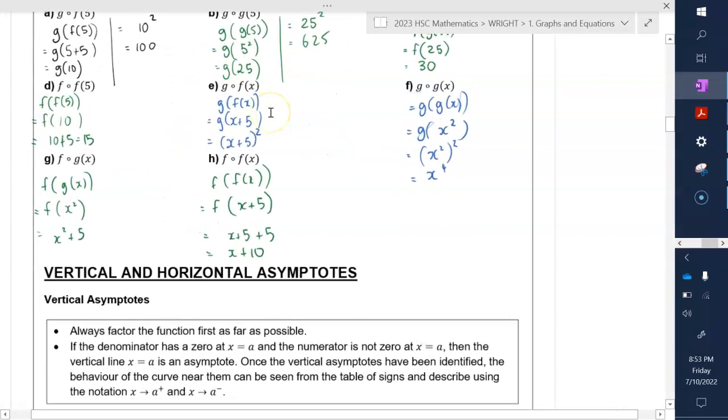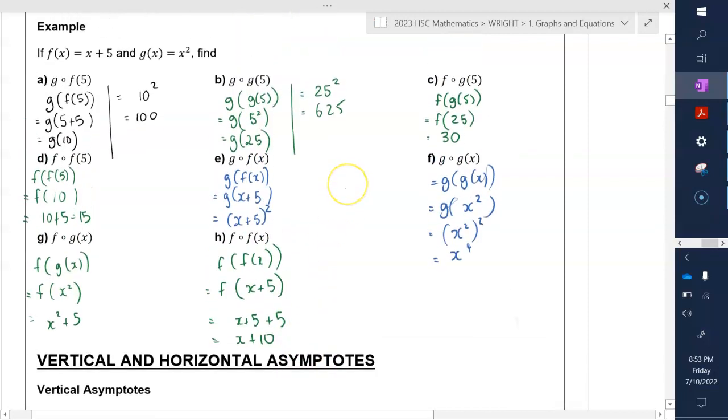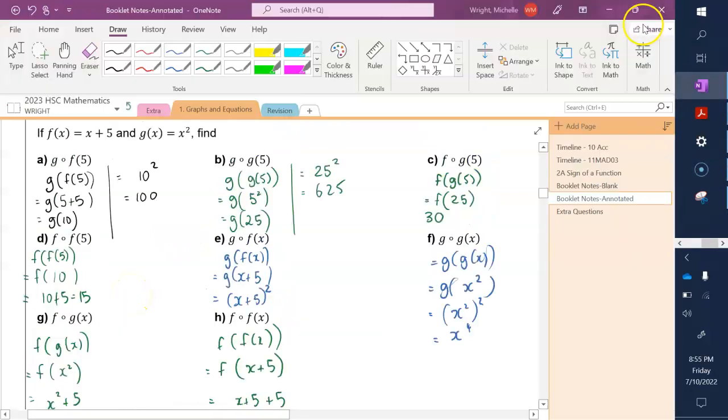Now your notes currently just go straight on to vertical and horizontal asymptotes. That's our next chapter. We have not done enough in here, so I'm going to jump over to the OneNote and I'll show you where we're going to go. Jump back into the OneNote.